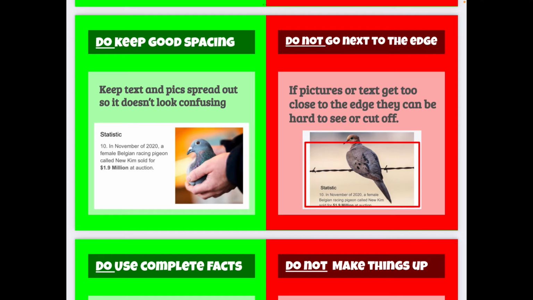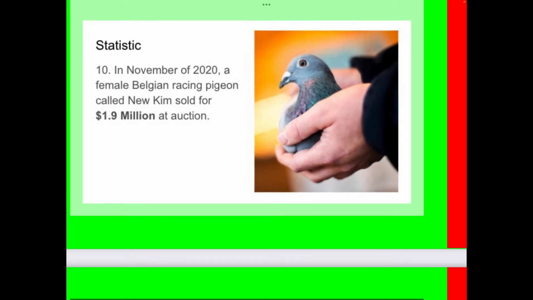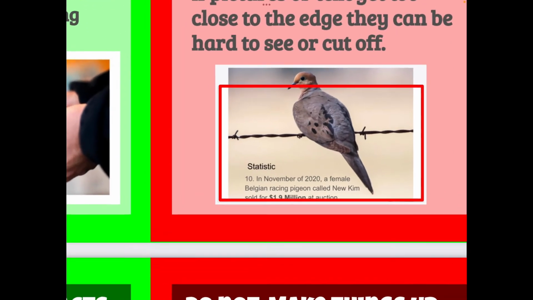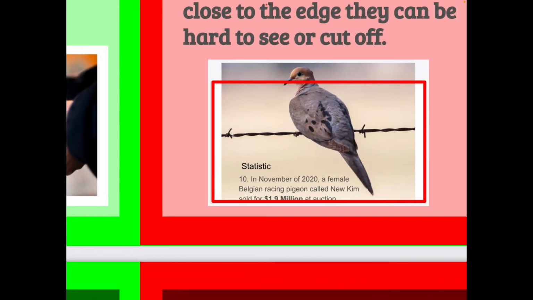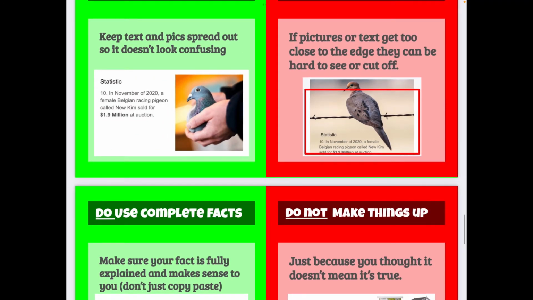We want to keep text and pictures spread out and away from the edges. That way they don't get cut off. It's okay to have some empty space sometimes. And what we can see on our iPad isn't always the view on the slide. So sometimes a piece of a picture or a fact will be cut off because we weren't careful with where it was on the slide.